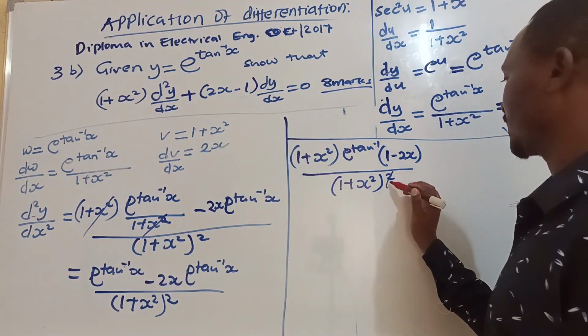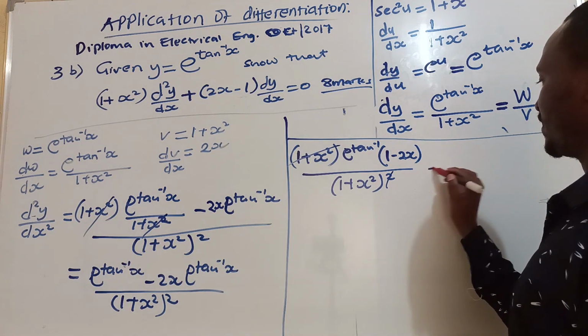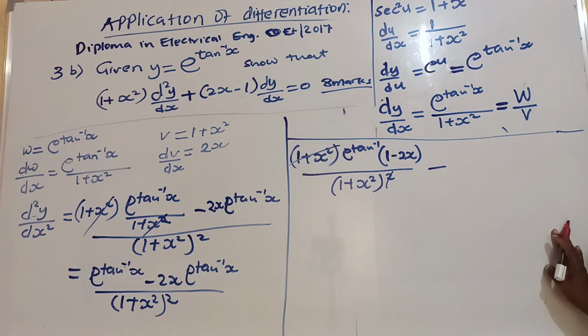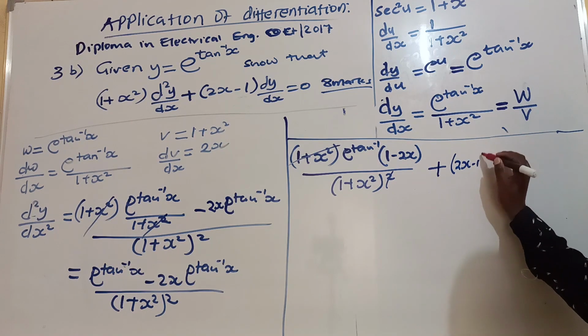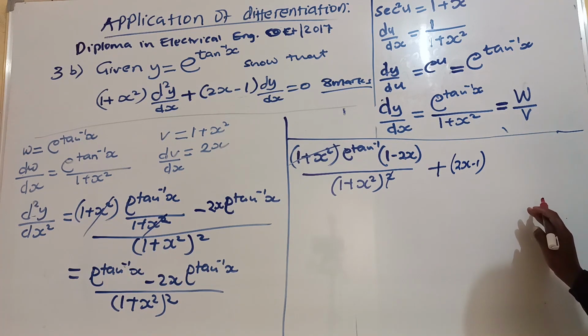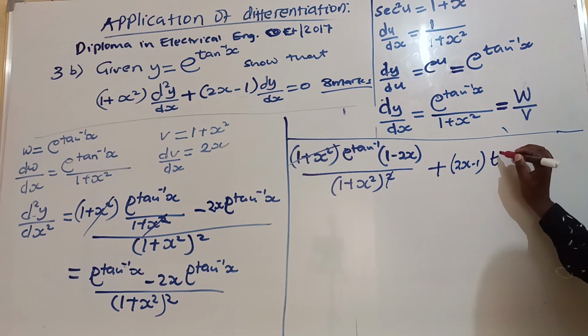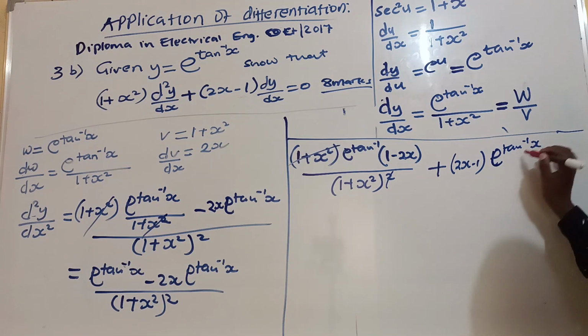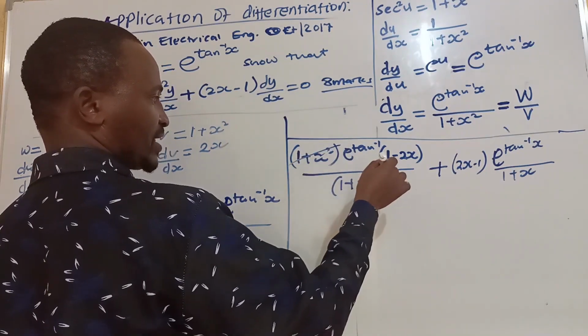Of course, here one term will disappear with that, but we finish writing so that we can see what will disappear and what will not disappear. But it's no problem, we can simplify it. Then plus 2x minus 1 times the first order derivative. Where is it? This one. Exponential tan inverse x all over 1 plus x squared. The entire of this term disappears with one term here.